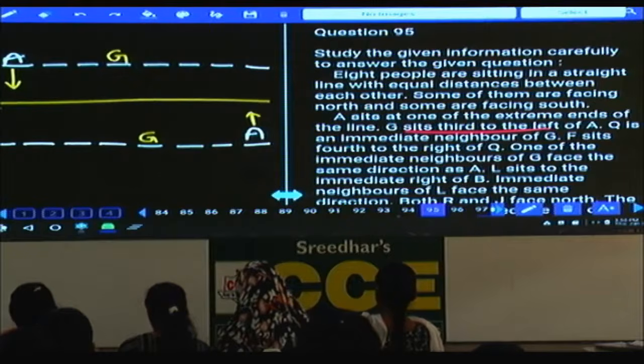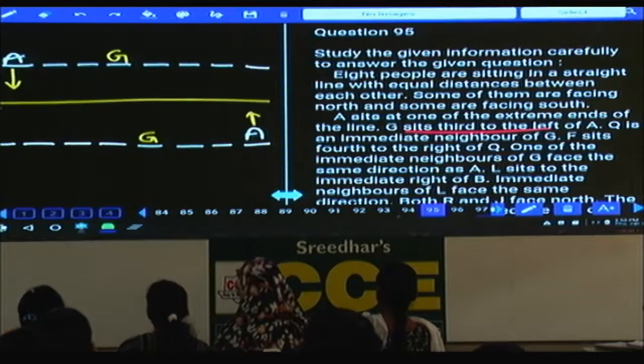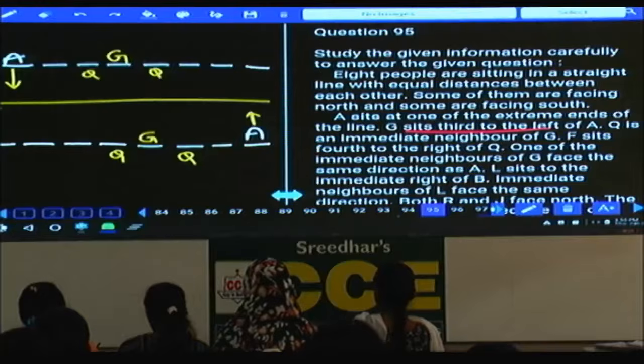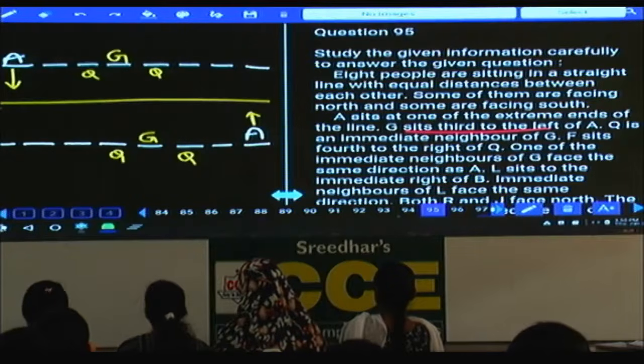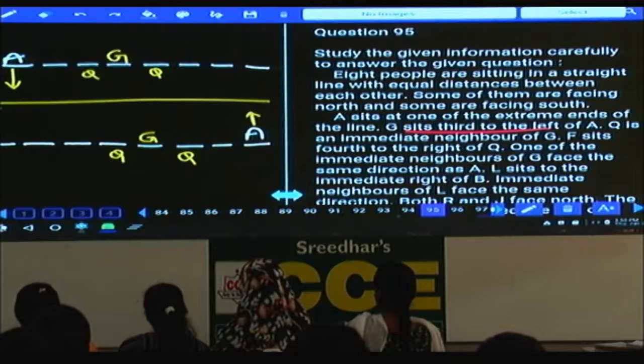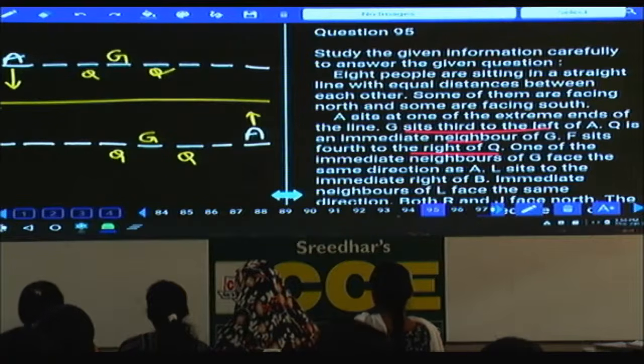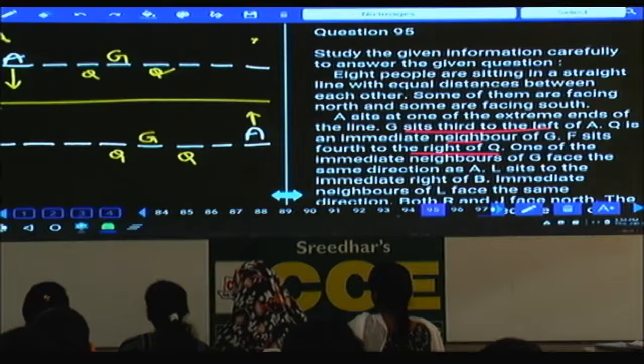Then Q is an immediate neighbor of G. As Q is an immediate neighbor of G, either here or here, there are 2 possibilities. Here also there are 2 possibilities. As we got another possibility, please do not write out another diagram once again. Let us try to eliminate the possibility here itself. F sits 4 to the right of Q. If Q is here, is there any possibility for this F? 1, 2, 3, this is the 3rd place. 1, 2, 3, 4, 4th place, but A is already there. Hence Q cannot be at this place.